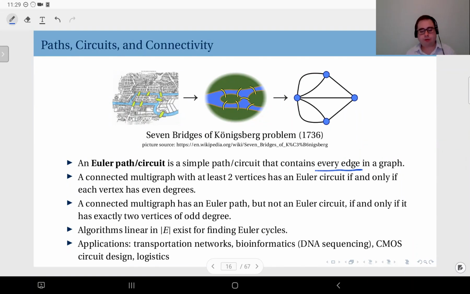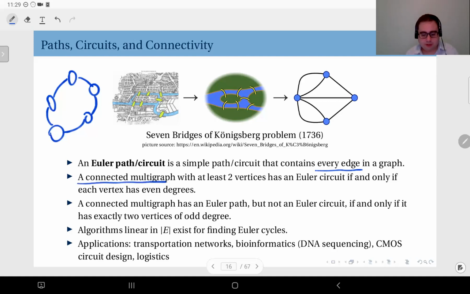And recall that a circuit is a path where the initial vertex and the final vertex are the same, which means you start from a vertex, pass through some other vertices, and end up at the initial vertex you started with. That's what we call a circuit. So in the same spirit, an Euler circuit is a circuit which includes every edge in the given graph. So that's the definition of an Euler path or an Euler circuit.